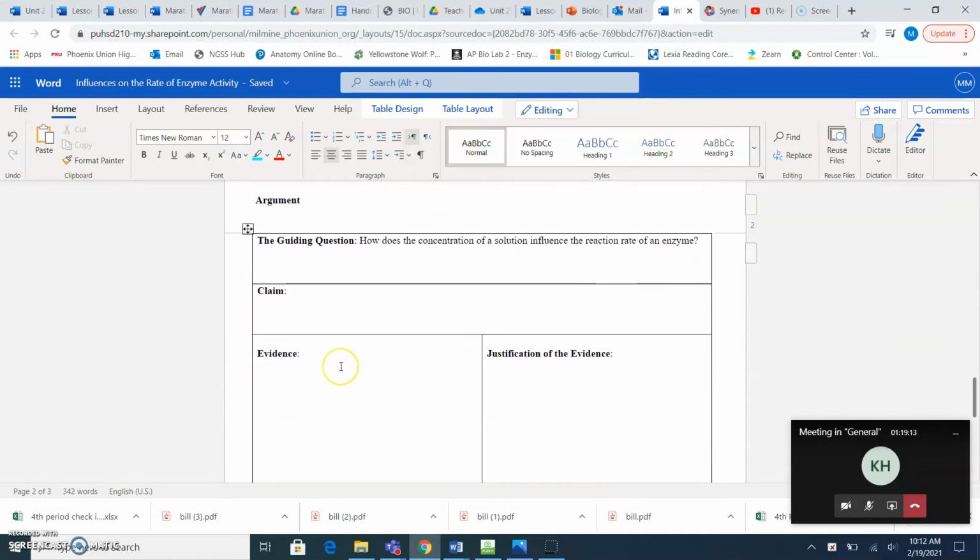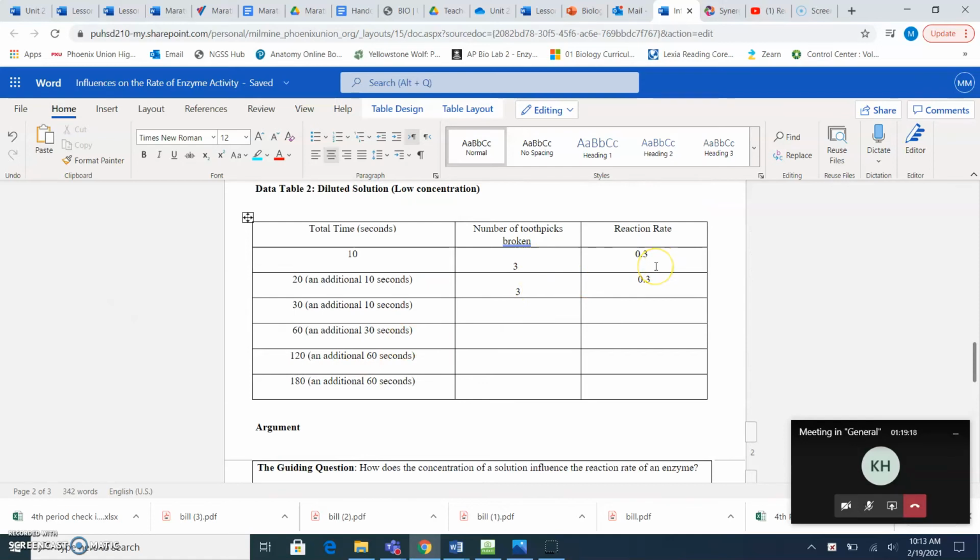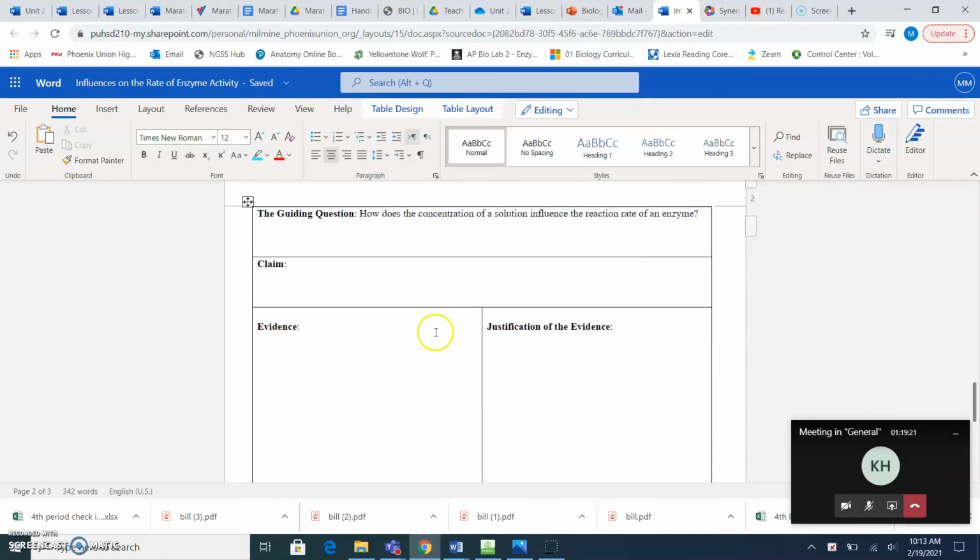In your evidence, you need to, again, provide me some data that supports the claim that you write, meaning you actually have to include written numbers. And this is where in the past I've typically taken off most points. They come from this section because a lot of people will say, see my data table. That's not giving me numbers. You actually need to include numbers in your writing in this section to prove that your claim is legit. And over here, with your justification, you'll then explain to me how those numbers prove that your claim is correct.